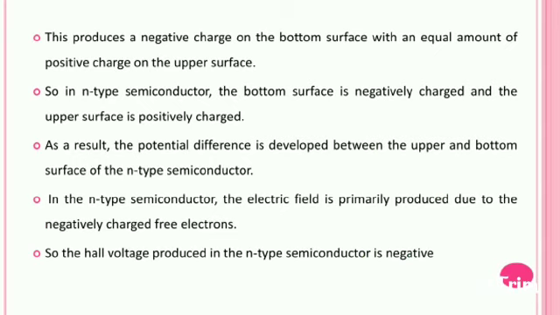This produces a negative charge on the bottom surface with an equal amount of positive charge on the upper surface. So, in an n-type semiconductor, the bottom surface is negatively charged and the upper surface is positively charged. As a result, a potential difference is developed between the upper and bottom surface of the n-type semiconductor. In an n-type semiconductor, the electric field is primarily produced due to negatively charged free electrons. So, the Hall voltage produced in the n-type semiconductor is negative.